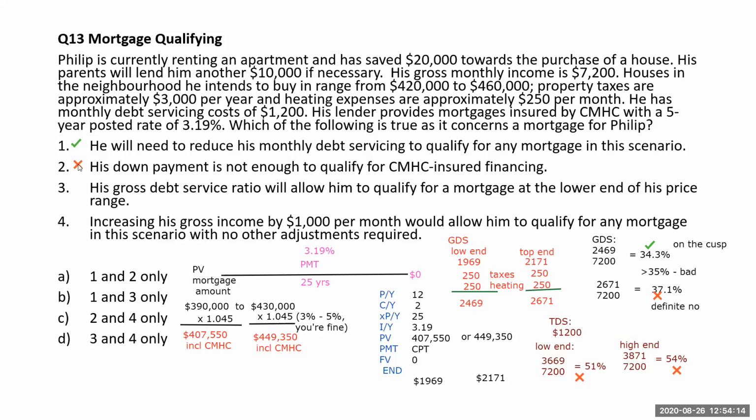GDS. So what do we think about statement 3? Okay? He does on the bottom end, right? At the low end, he qualifies. The top end, he doesn't qualify. And what about increasing gross income? And if you're wondering about this, all you have to do is go to the worst case scenario. See, my worst case scenario is bottom right here. Do 3871 over 8,200.